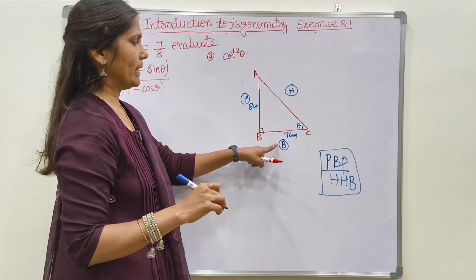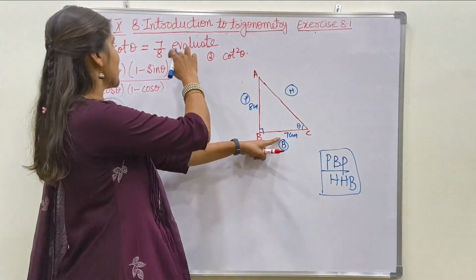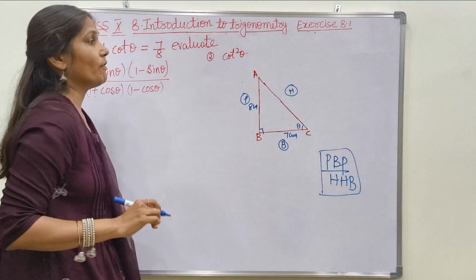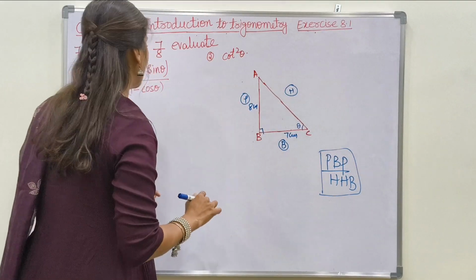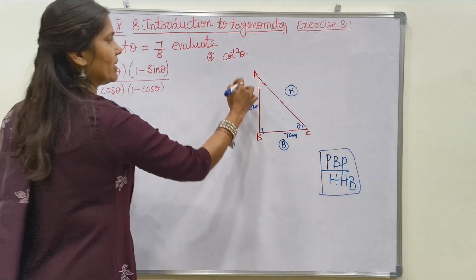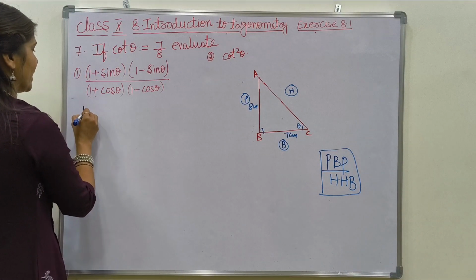Base, how much is there? 7. Next, perpendicular, how much is there? 8 is there. Now we have to find the AC value. Okay. So now this formula, first see here. First we will find all these values. Okay. See here.